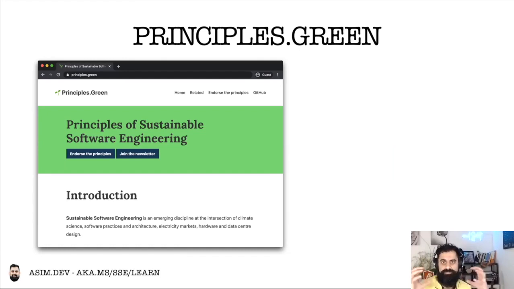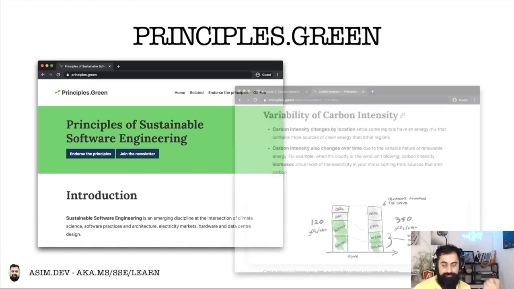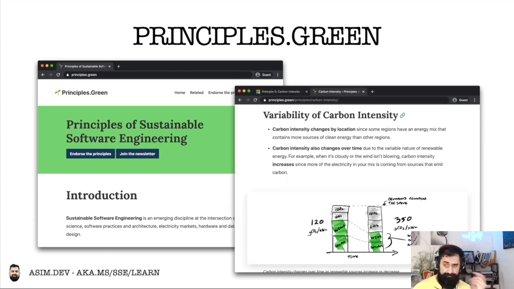The idea was that you can just drop in, learn what you need to learn in about 30 minutes, and then go about your day job and hopefully apply some of this stuff in your day job. And that's where Principles.Green was born: eight principles, things you need to know.